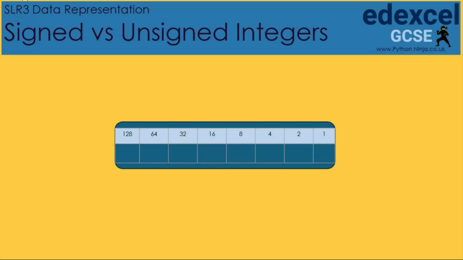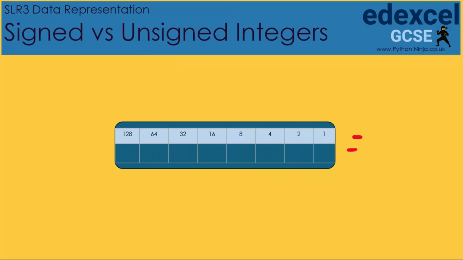So let's do some practice. Question for you. Let's do an unsigned integer first. What is this value as an unsigned integer? Pause the video while you are working that out, and I will tell you the answer in 3, 2, 1 now. So this is an unsigned integer, so we can use all 8 bits, and 8 plus 2 plus 1 is positive value 11 in denary.